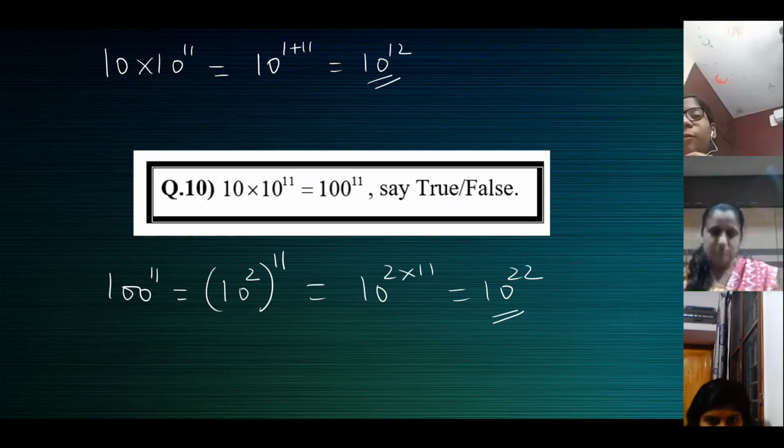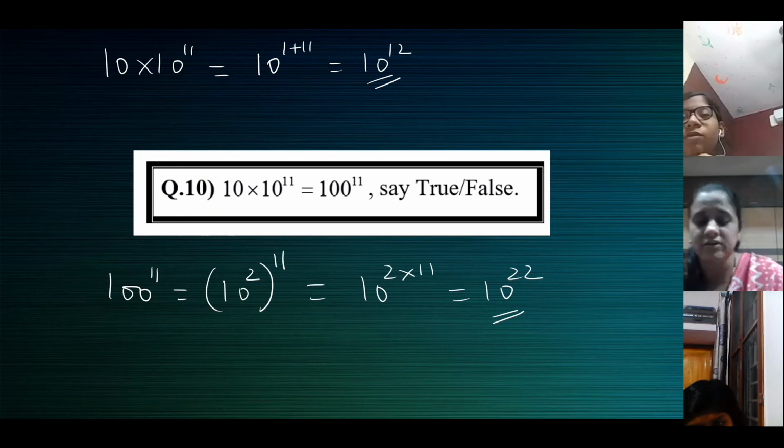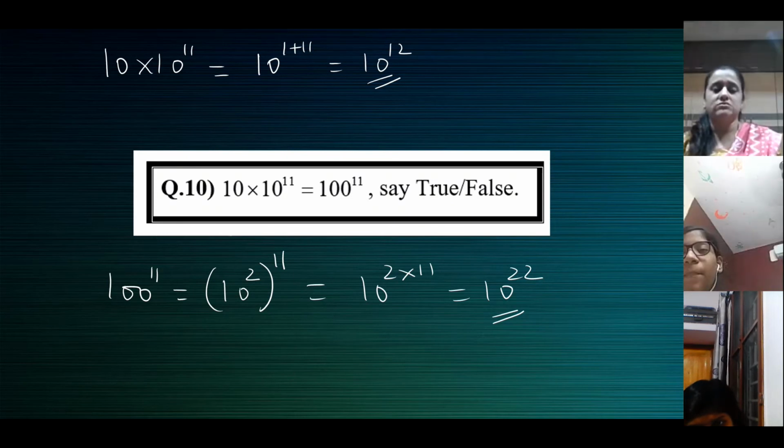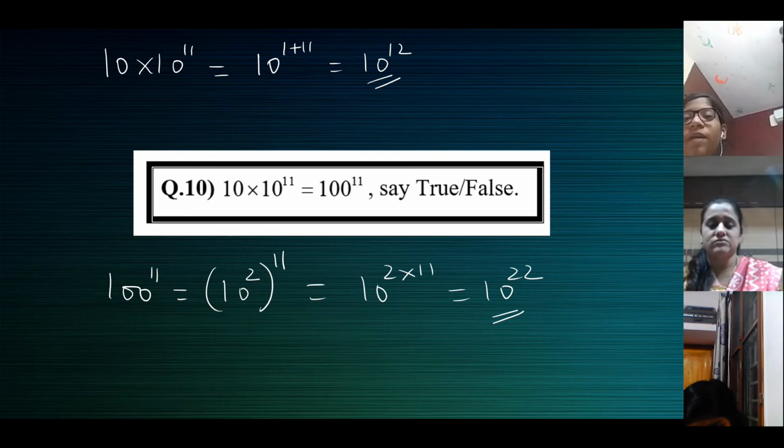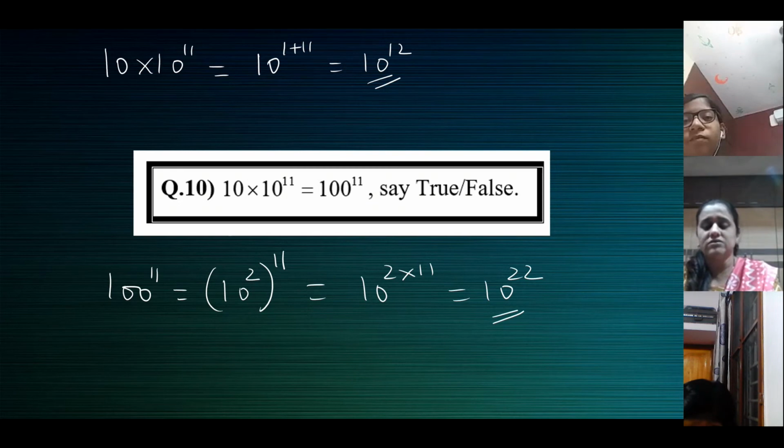What I thought is we can do either thing, ma'am, like adding the exponents or multiplying the bases. So I just multiplied the bases and kept the exponent the same, ma'am. So what is the rule there? What is the rule? Ma'am, when the bases are same and the exponents are different, we need to add the exponents, ma'am.